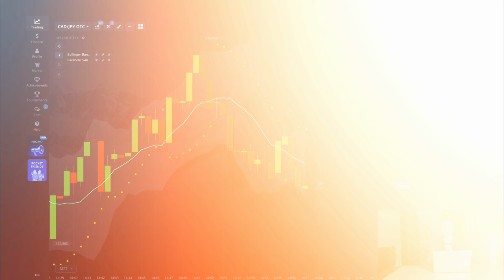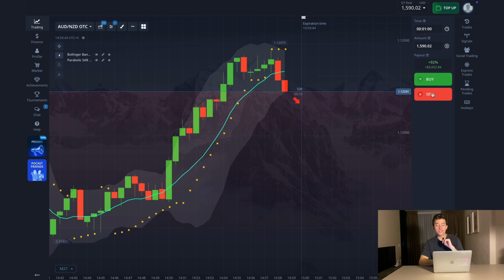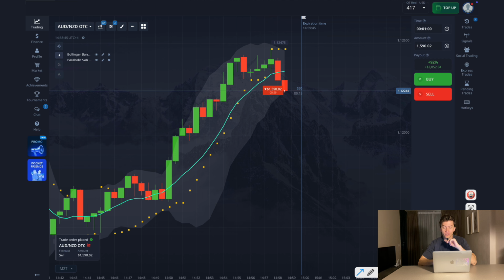Let's continue. The final entry forms after a clear reversal downward. Timer set to 1 minute and I'm opening a sell trade for $1,590. The price sharply hits resistance and the reaction is almost immediate. The market doesn't just slow down, it instantly reverses and moves into a confident downtrend.